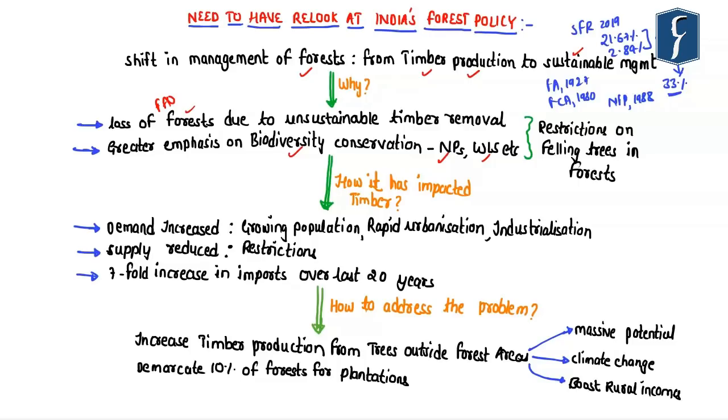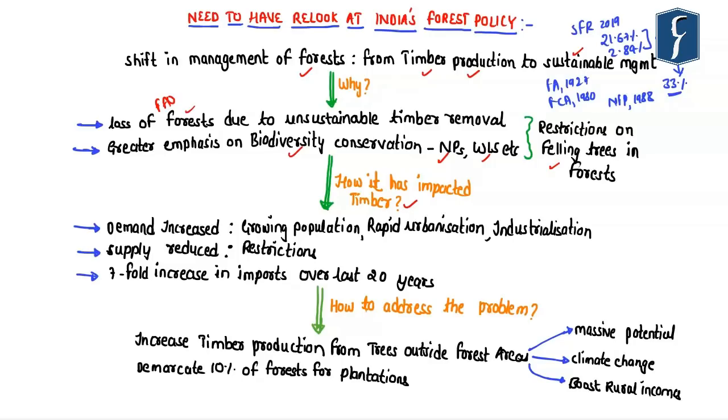So this shift in the management of forests from timber production to sustainable management has in turn led to a number of restrictions on felling of trees in the government owned forests. While earlier there was no restriction on felling of trees because the overall idea was to maximize timber production, now the focus has shifted to sustainable management, and accordingly a number of restrictions have been laid down in order to prevent uncontrolled felling of trees in the forest. Now this in turn has actually impacted timber production.